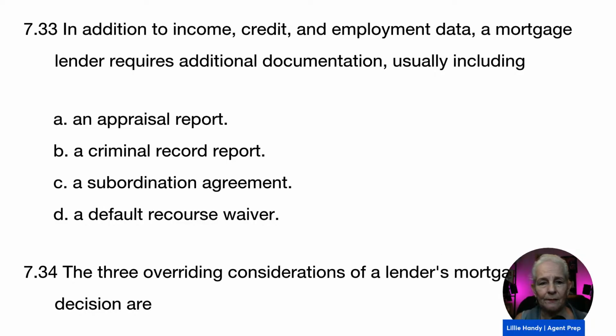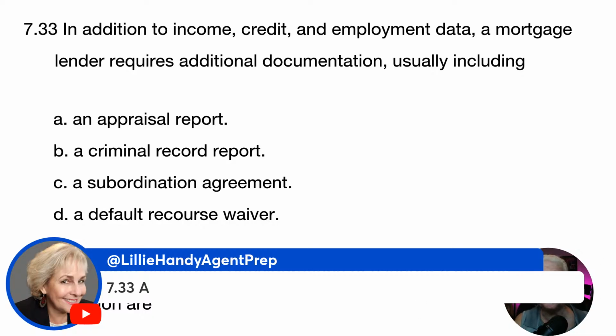Number 33. So in order for the lender to be totally satisfied that their investment to loan that money to the borrower on that property is protected, what do they need before closing to find out what the value is of that property? They need an appraisal report, which they send out an appraiser from the pool of appraisers that they have. So 733A, an appraisal report.